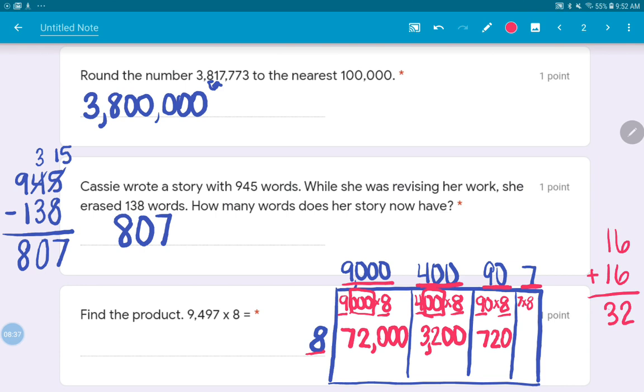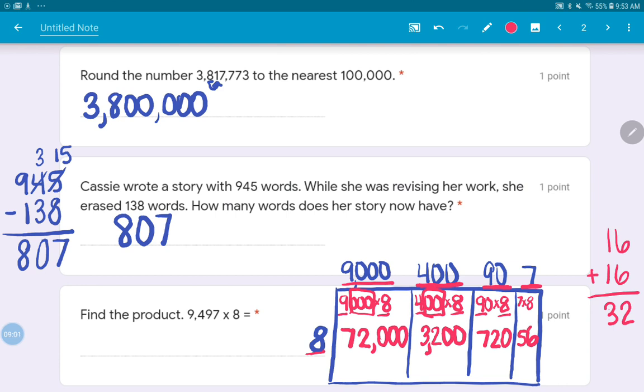Do we know 7 times 7? 7 times 7 is 49, so we need 7 more, and that's going to be 56. Do we need any zeros on this one? No, because we're in the ones place value, so there's no zeros. So now all I have to do is add them all together.